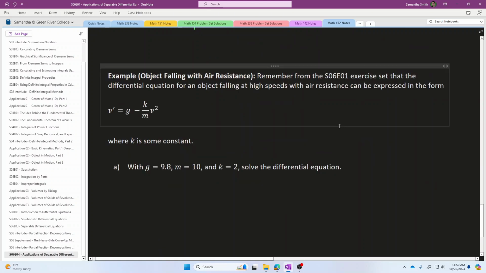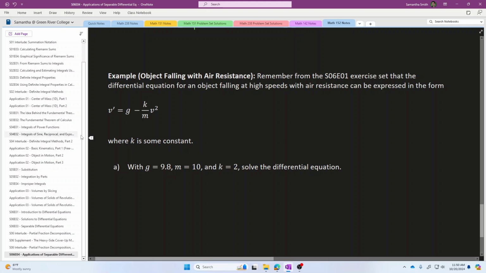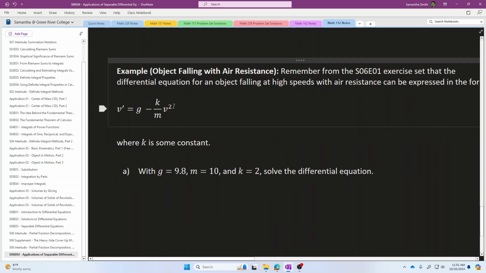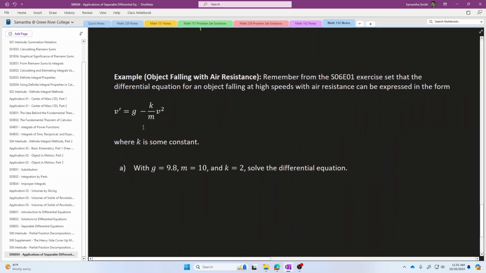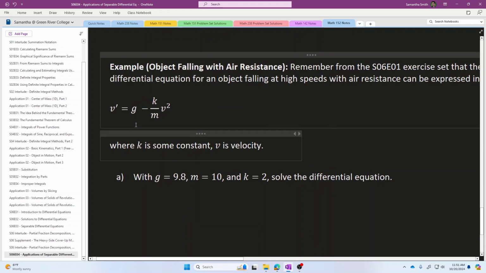For a final example, let's go back to the differential equation which showed up in the Season 6, Episode 1 problem set, which we did in class. We had an object there falling at high speeds with air resistance. If v is standing for the velocity of the object, then the derivative of velocity is equivalent to g minus some constant divided by the object's mass times velocity squared.